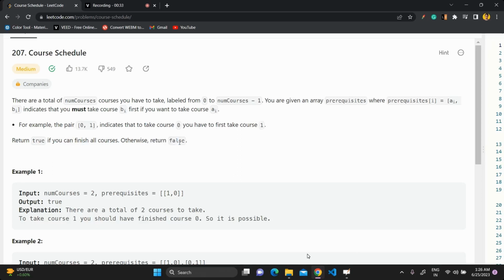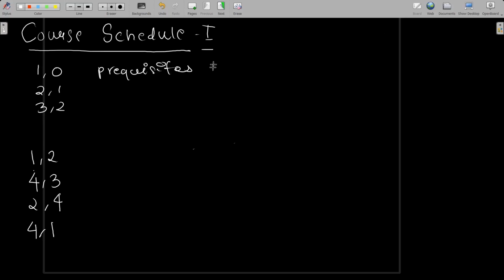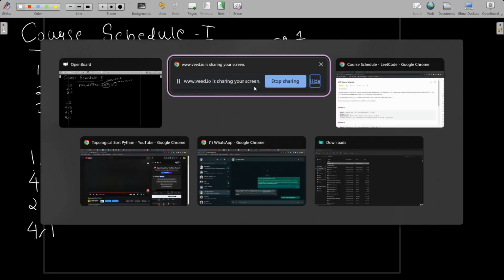Okay, so this is what the question is, guys. Let's just see what the question is asking us to do. You're given a prerequisites array, which has a_i and b_i, and this states that, let's say this is course one and this is course two. So it says that if you want to take course a_i, you need to first take course b_i.